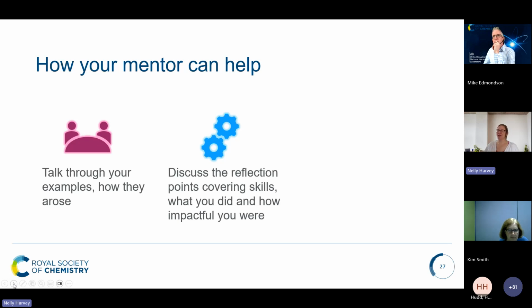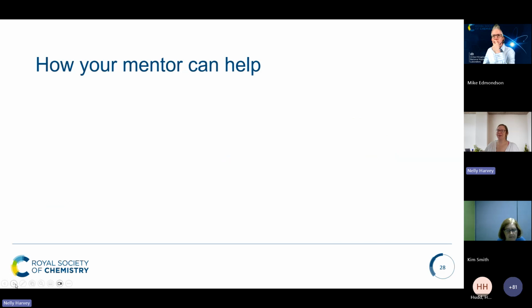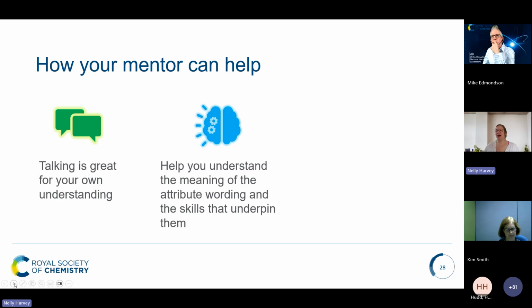That they can discuss the reflection points, what skills did you use, how and why, and so on. And then your mentor gives you a different perspective on what you did, and that is a benefit, seeing things from their point of view as well. And other ways that your mentor can help you in your statement writing: talking through your statement, verbalizing it, is actually really good for your own understanding and theirs.